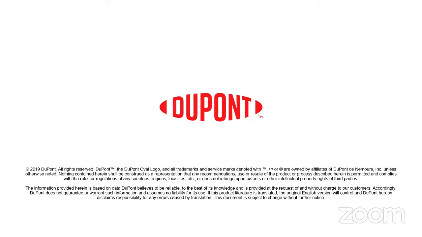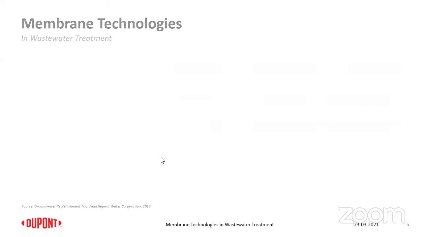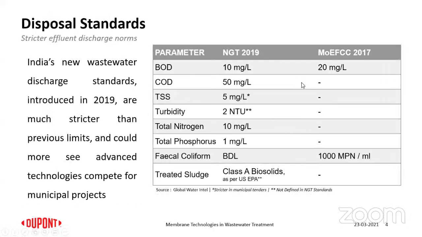Good morning, sir. You are telling that this quality of discharge water treatment meets the NGT 2019 norms. You mentioned earlier, for the coliform level, BSD. Can you elaborate a little bit about that? No, BDL, I said below detection levels. This is still around 1000 MPN per ml. That's still the requirement in some cases.